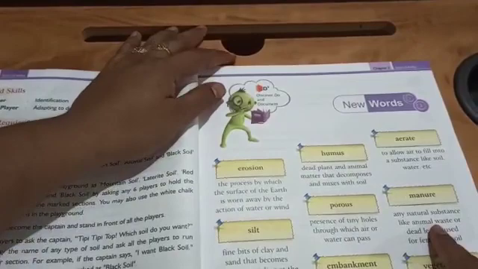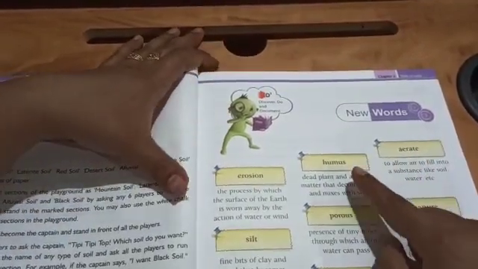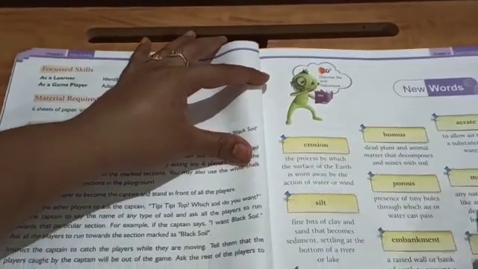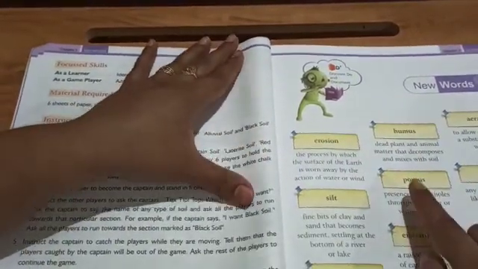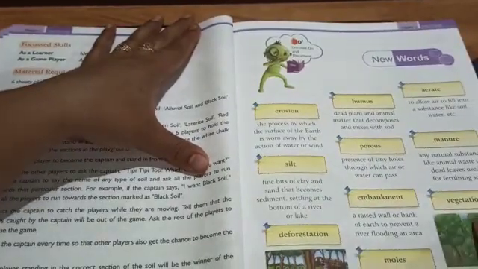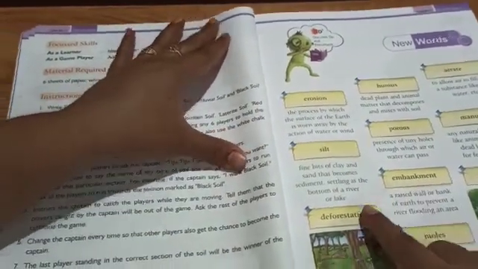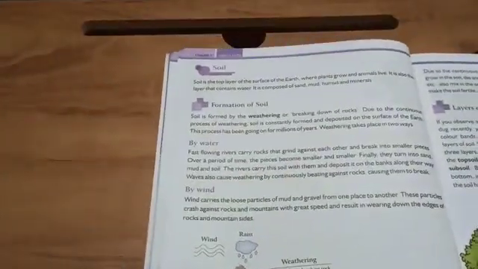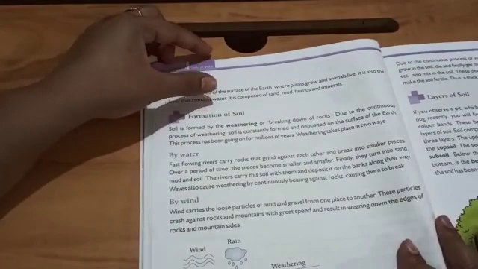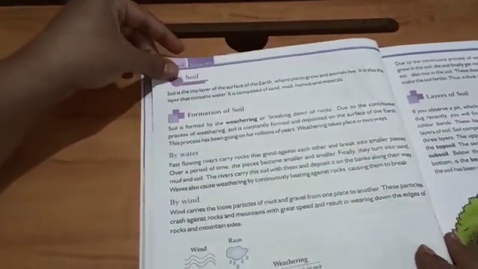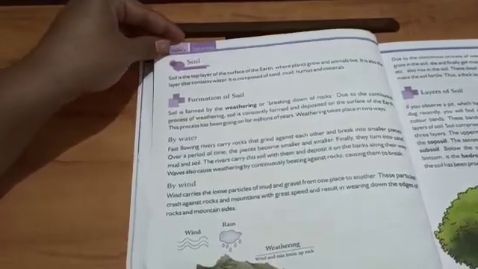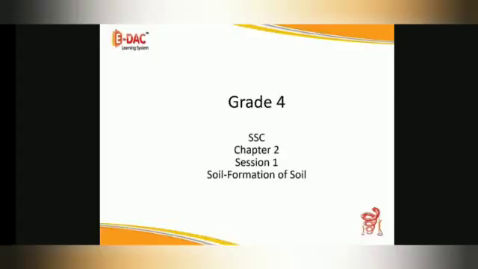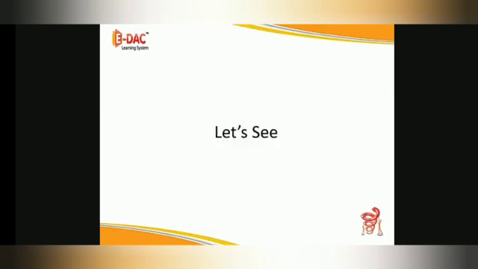Now page number 21. New words: aerate, humus, erosion, manure, pores, silt, vegetation, embankment, deforestation, and moles. In today's class, we are going to study about formation of soil, how soil is formed. So let's begin. Formation of soil. Let's start.